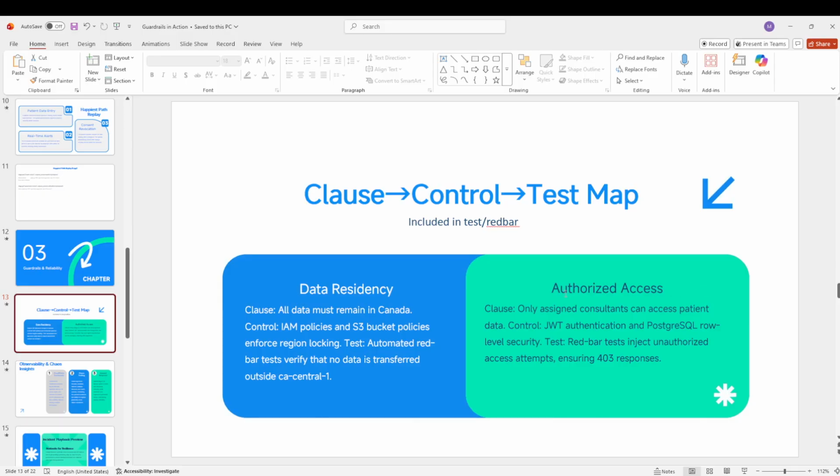And authorization control here: we're basically making sure only assigned consultants or the patients themselves can access patient data. We're controlling this using a JWT token and row-level security in our database. Our red bar test should also fail if this is violated.